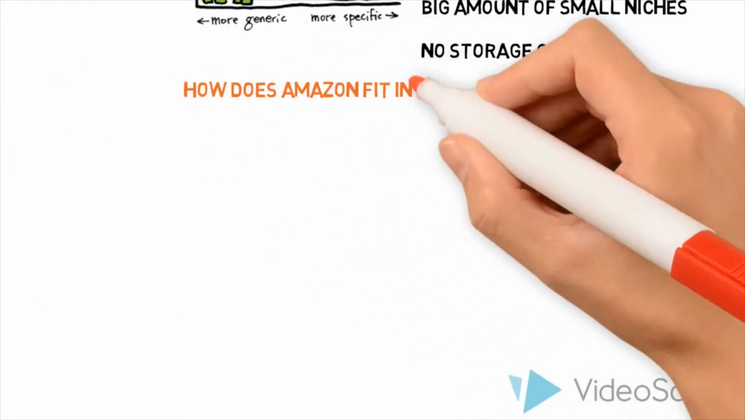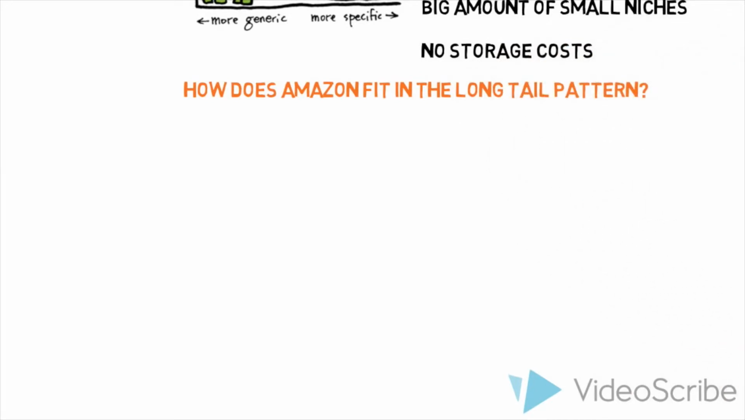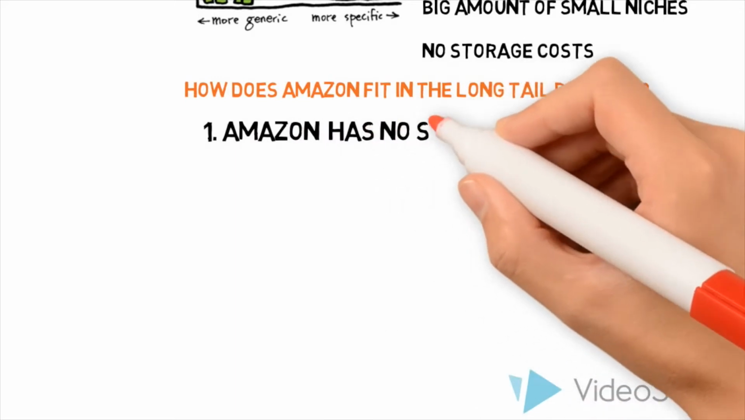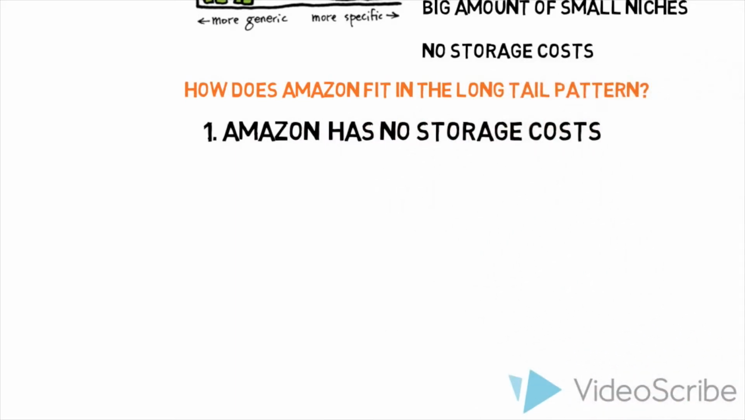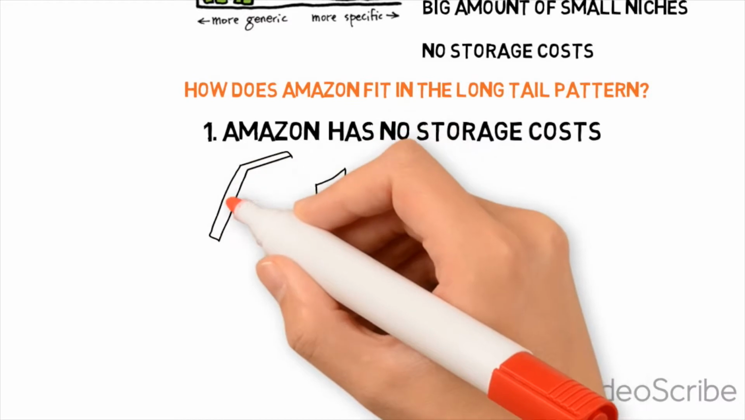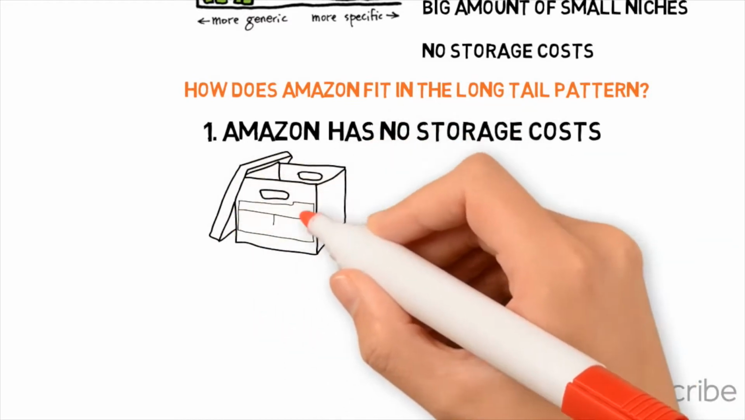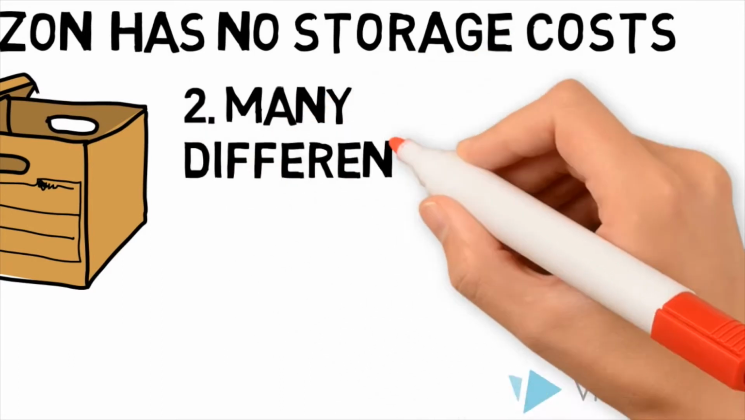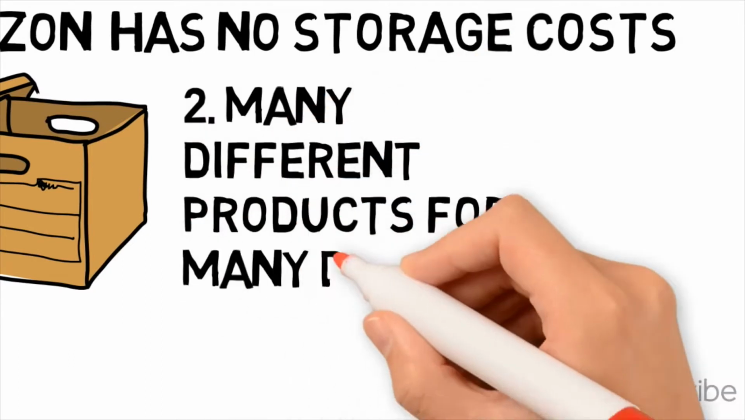But how does Amazon fit in this pattern? On one side, Amazon has no storage costs, as it connects the provider and the buyer directly. On the other side, it has many different products for many different niches.